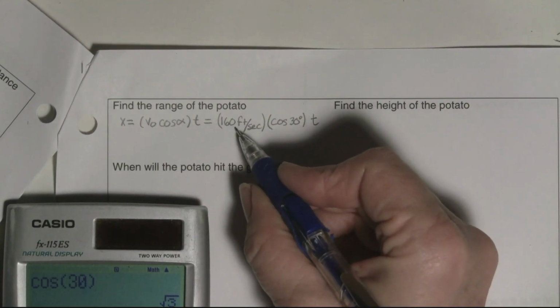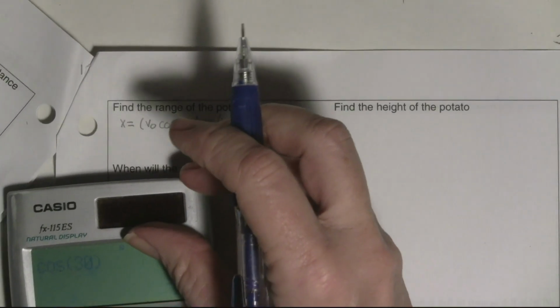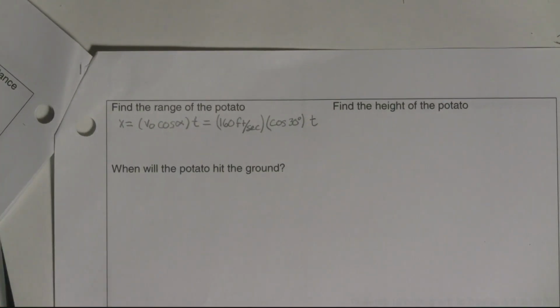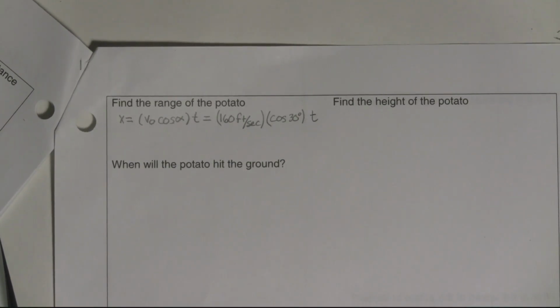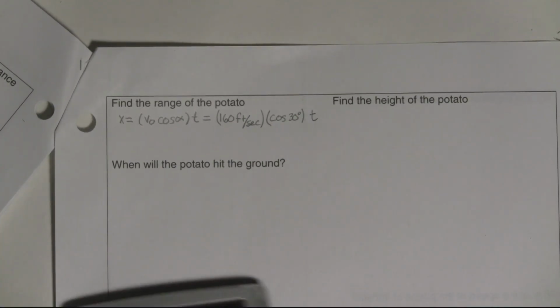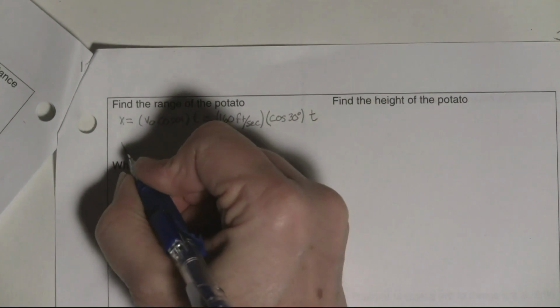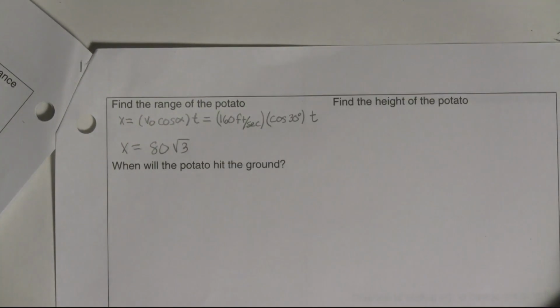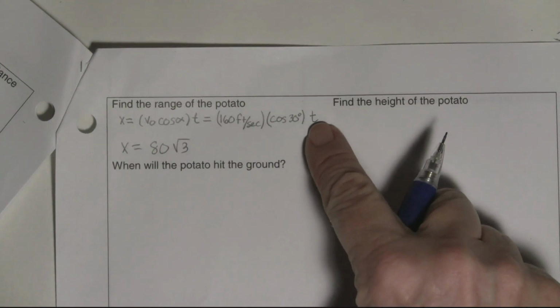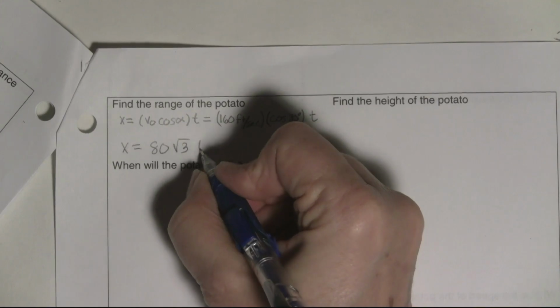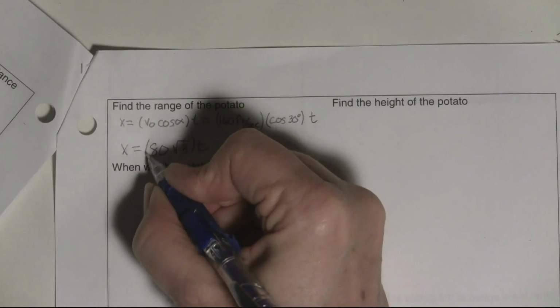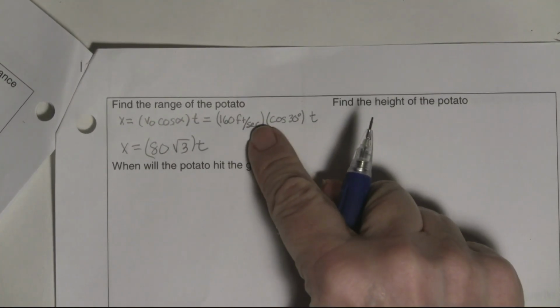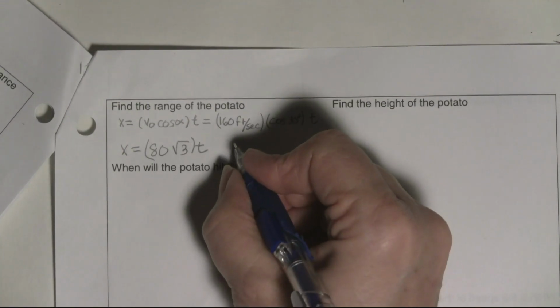So 160 divided by 2 and then times the square root of 3. Well, I can just times the 160 right here on my calculator. What am I doing? And I get 80 square roots of 3. So x equals 80 square roots of 3. Help me with my units here. Time will be in t, so I need t here, times time. Time will be in seconds, so the seconds will cancel out, and so this will be in feet.